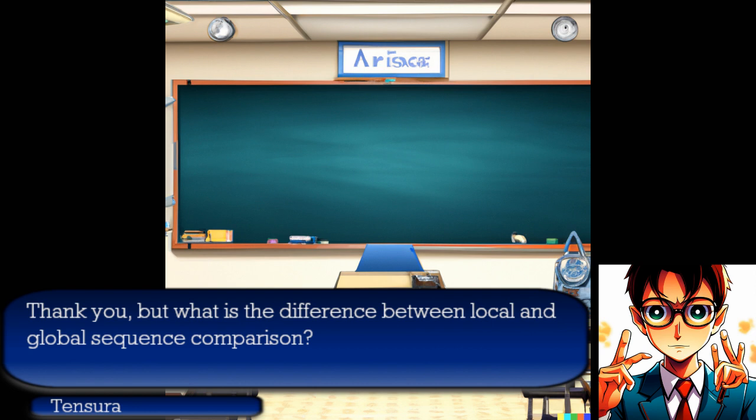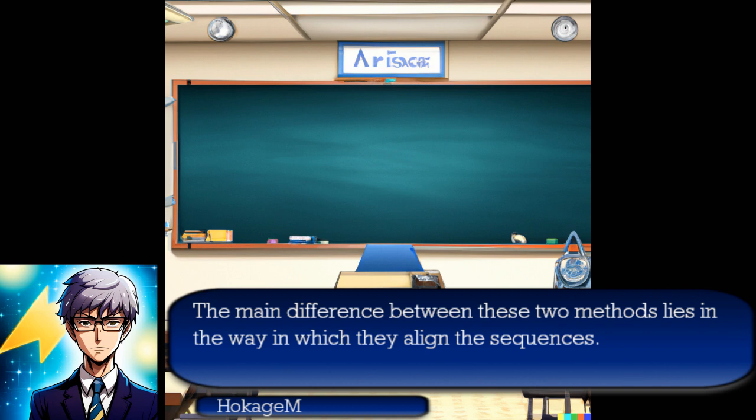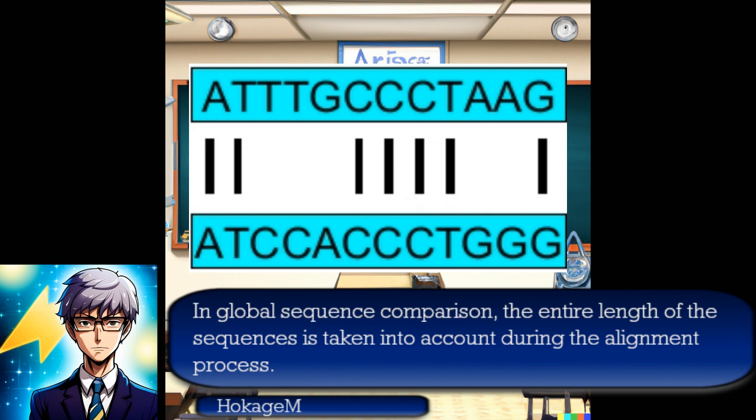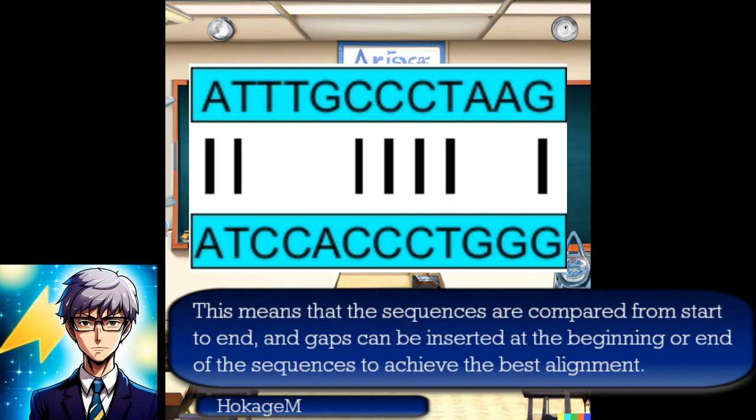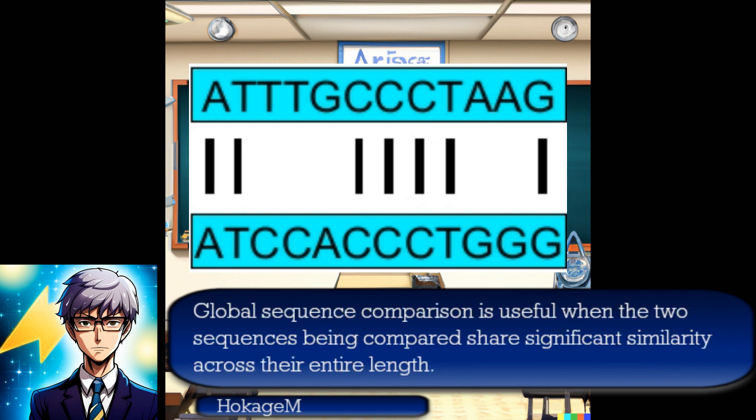Thank you, but what is the difference between local and global sequence comparison? The main difference between these two methods lies in the way in which they align the sequences. In global sequence comparison, the entire length of the sequences is taken into account during the alignment process. This means that the sequences are compared from start to end, and gaps can be inserted at the beginning or end of the sequences to achieve the best alignment. Global sequence comparison is useful when the two sequences being compared share significant similarity across their entire length.